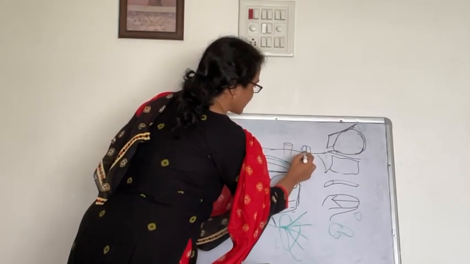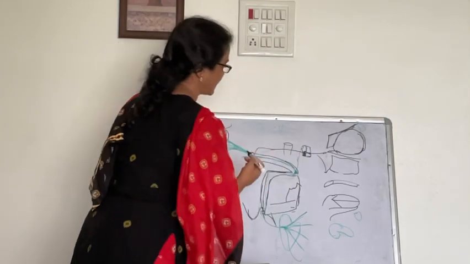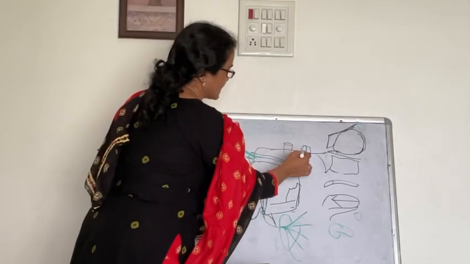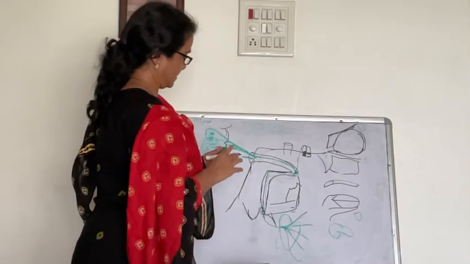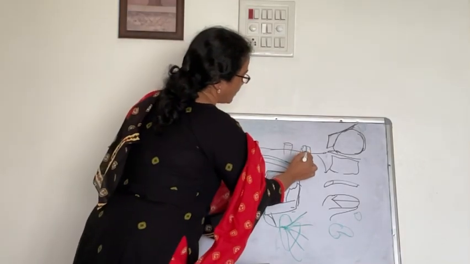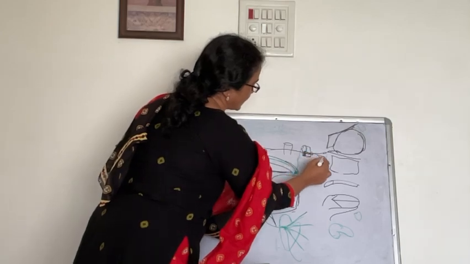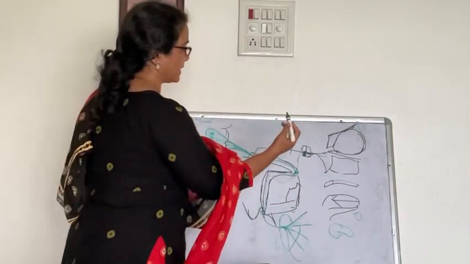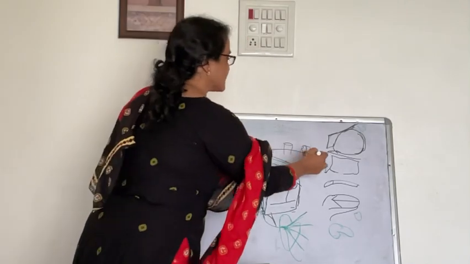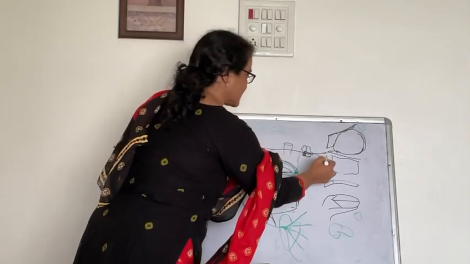The middle meningeal artery is present here, and the sympathetic plexus surrounding it forms the deep petrosal nerve, and that joins to form the nerve of the pterygoid canal, which enters the pterygopalatine fossa. So in the pterygopalatine fossa, the pterygopalatine ganglion is present.